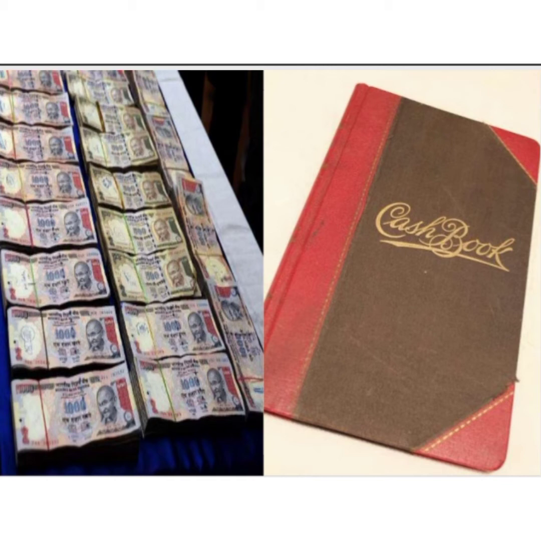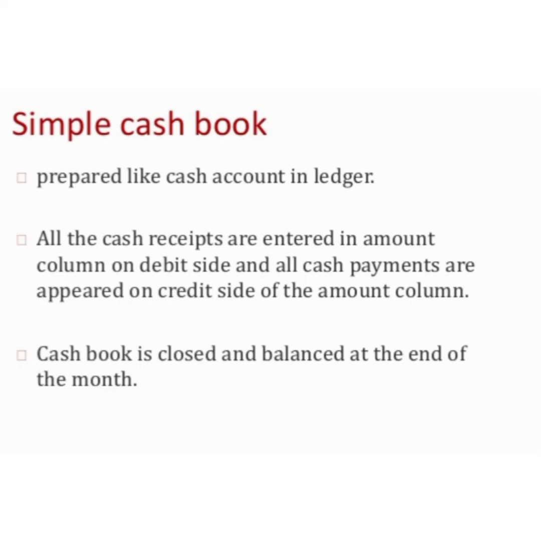Simple column cash book records only cash transactions. It does not keep any record about banking transactions and cash discount. Simple cash book is also known as single column cash book. Cash account is not prepared when a simple cash book is prepared by the firm. It records systematically all cash payments and receipts. This cash book is used when all the receipts and payments are in cash only.